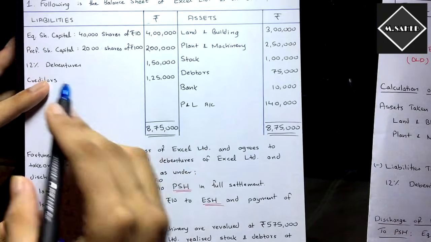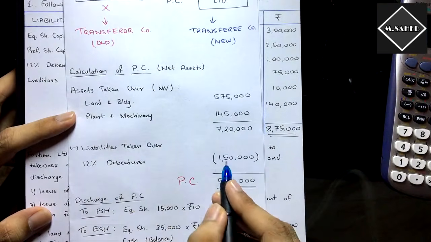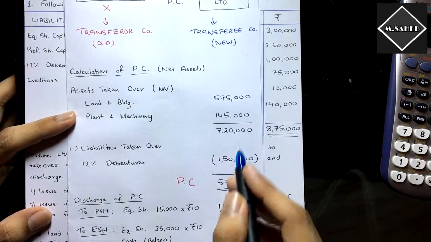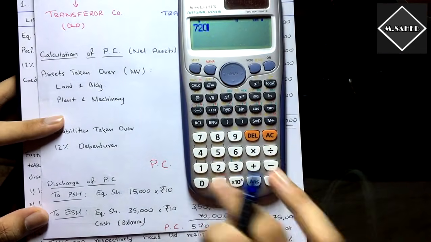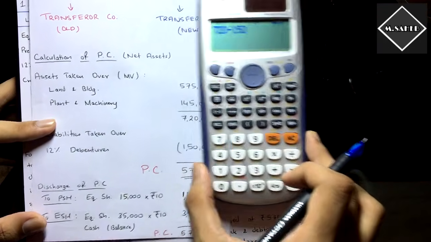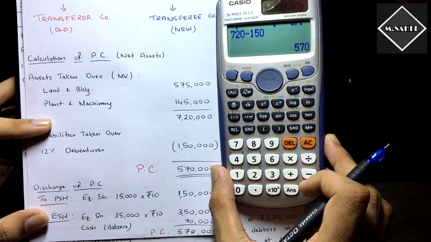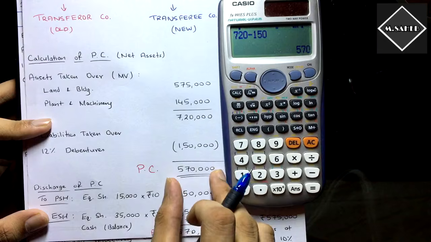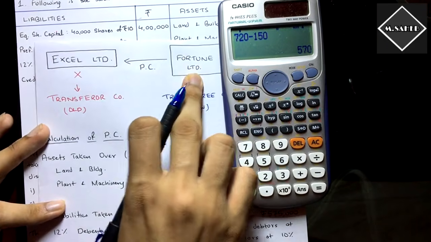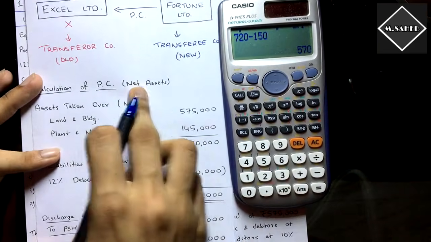So we will consider that 1,50,000 only. 12% debentures, 1,50,000, we are going to subtract that and we will get the purchase consideration. 7,20,000 minus 1,50,000 gives 5,70,000 as the purchase consideration. So 5,70,000 has to be paid from Fortune Limited to Excel Limited. That's the purchase consideration we have just calculated with the net assets method.